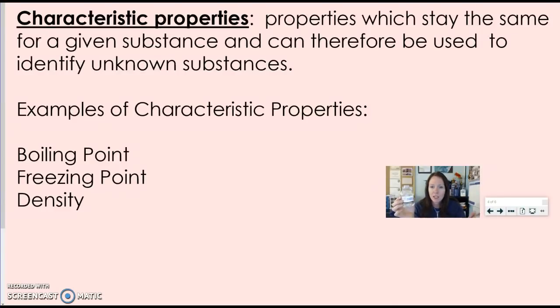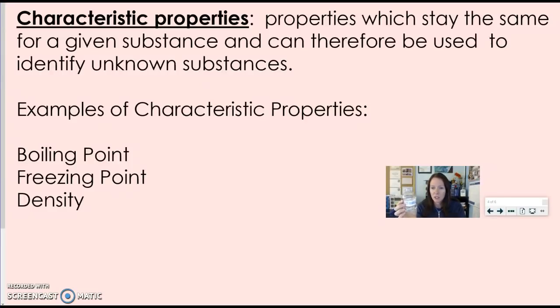For example, its boiling point. You should know that the boiling point of water is 100 degrees Celsius. Now the reason we can memorize that is because boiling point is a characteristic property of a substance. Same thing with freezing point. Freezing point of water is 0 degrees Celsius. It is a characteristic property of that substance, as well as density.